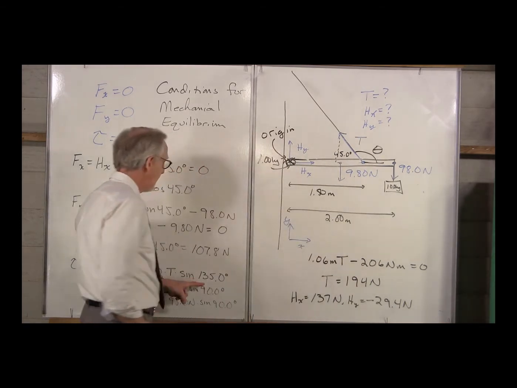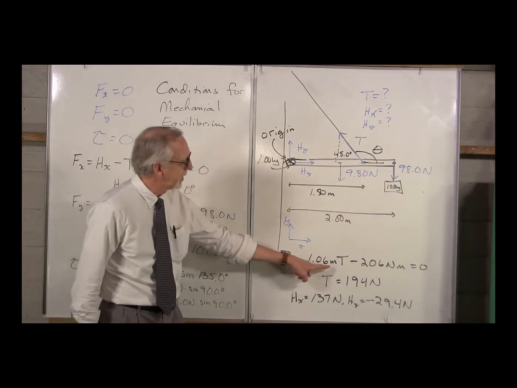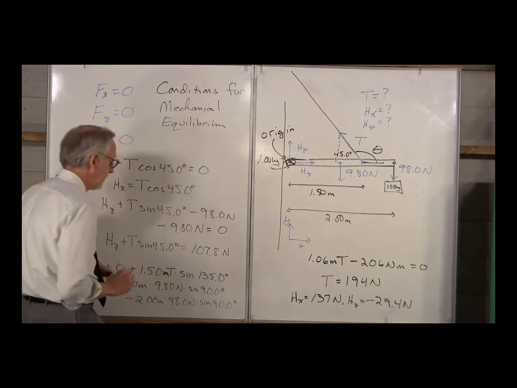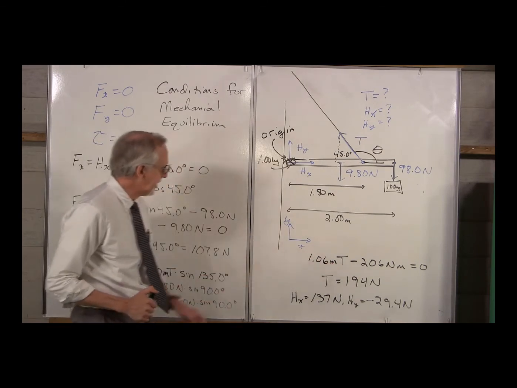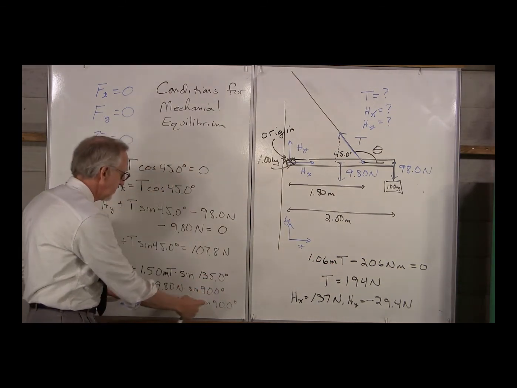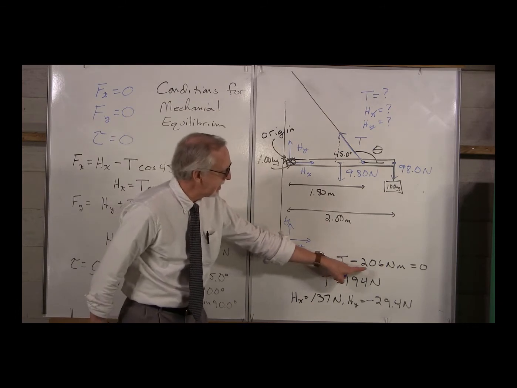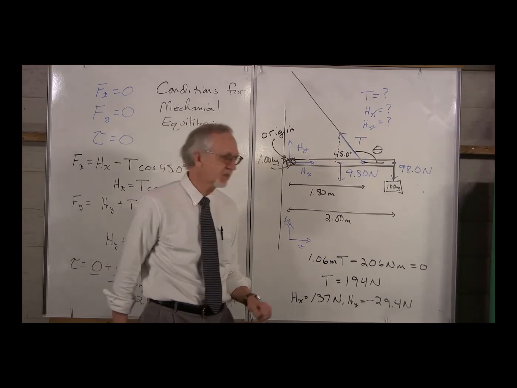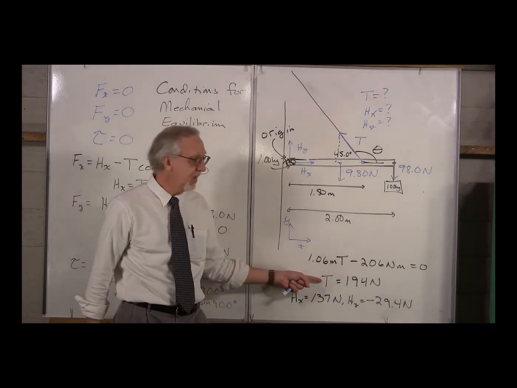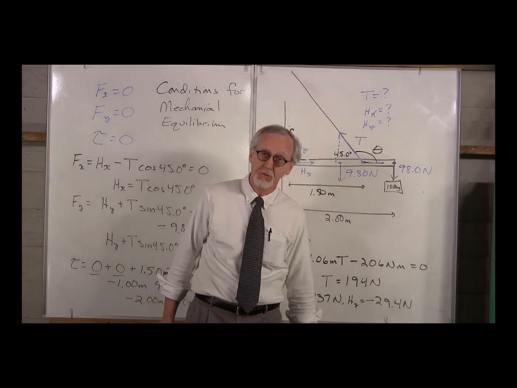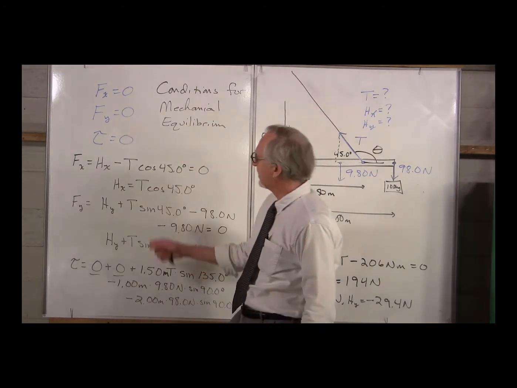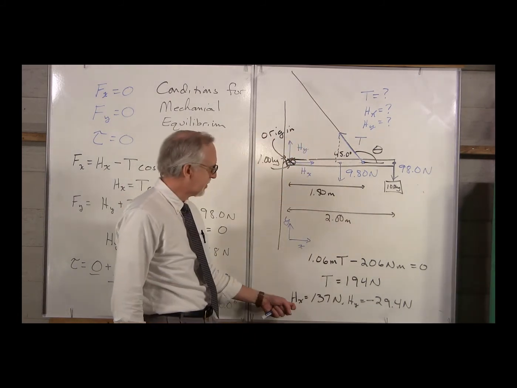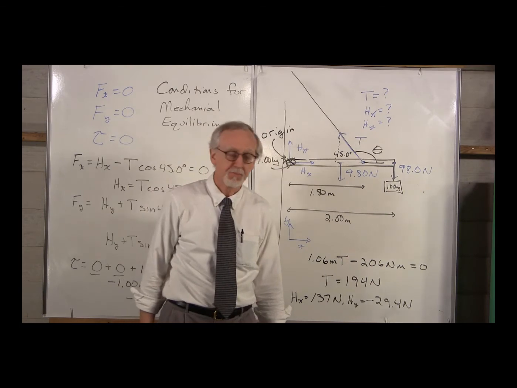Multiplying out the 1.5 meters times sine 135, and we get 1.06 meters. Whoops, I'm sorry. I forgot the meters in there. 1.06 meters times T. Multiplying all of these out, adding them together, and we get minus 206 newton meters. Bring that 206 to the other side, divide by 1.06 meters, and we end up with T is 194 newtons. Then take that T, stick it up in here. T cos 45 gives us H sub x, and H sub x turns out to be 137 newtons.